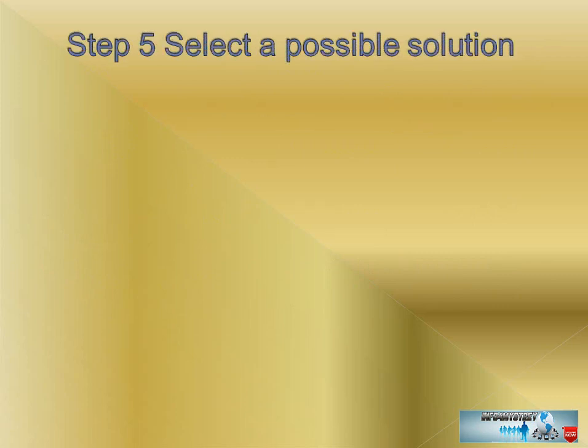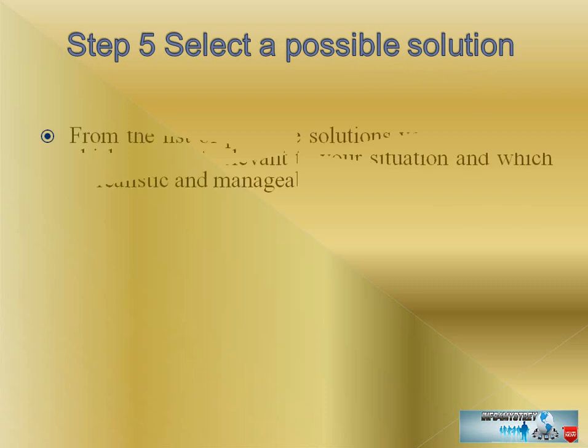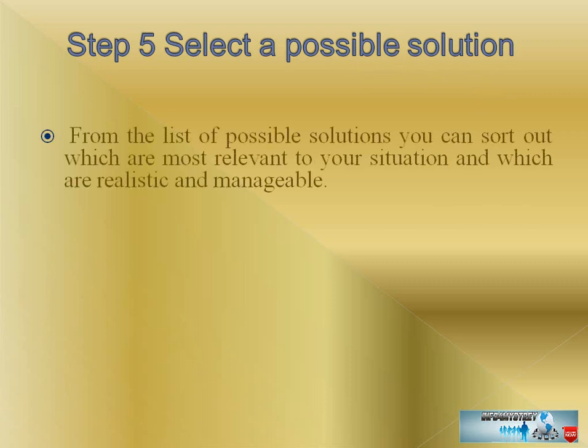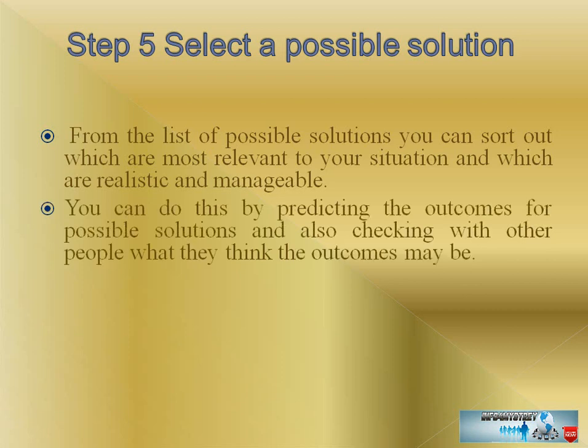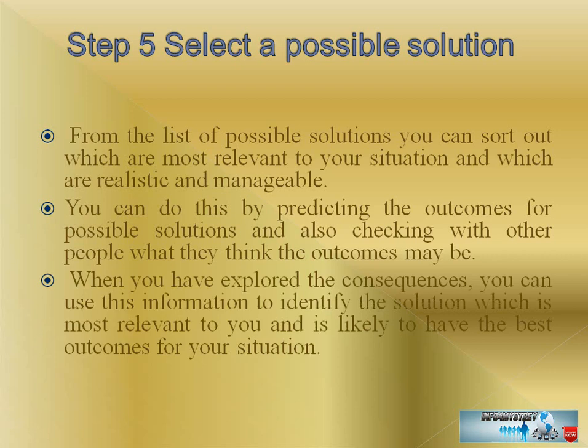Step 5. Select a possible solution. From the list of possible solutions, you can sort out which are most relevant to your situation and which are realistic and manageable. You can do this by predicting the outcomes for possible solutions and also checking with other people what they think the outcomes may be. When you have explored the consequences, you can use this information to identify the solution which is most relevant to you and is likely to have the best outcomes for your situation.